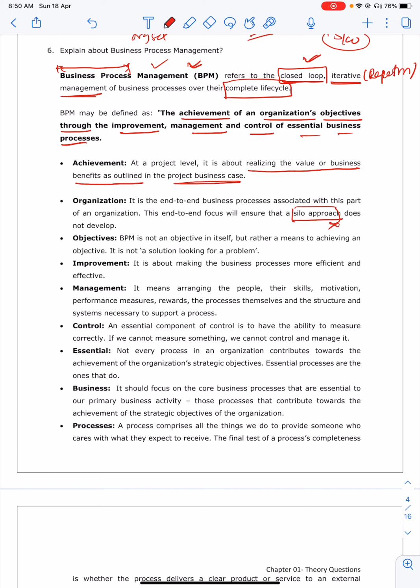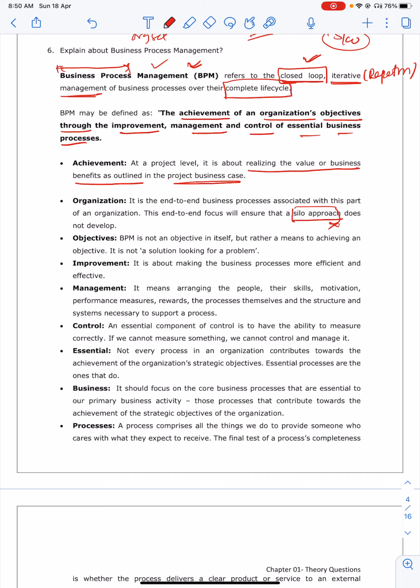I told you. Okay, silo approach is nothing but, where do we have silo approach? Silo approach we have in function-based organization. Silo approach is nothing but they have the knowledge about that department only. They will not have an end-to-end approach. When I was explaining function-based organization, I clearly told you that in function-based organization, they have a silo approach.